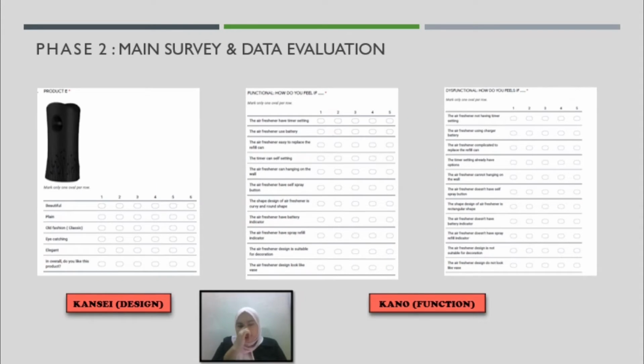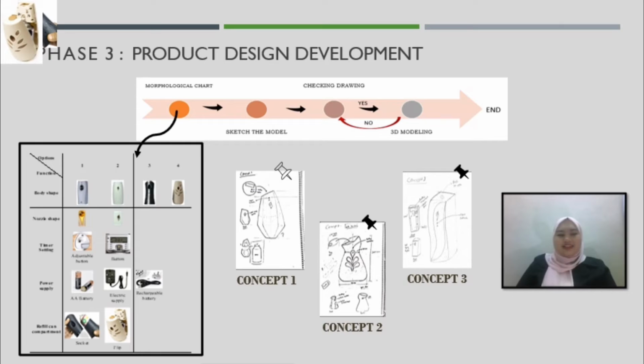This slide shows the phase 2 main survey and data evaluation. As you can see, the first picture shows an example of a KANSEI question, or KANSEI survey. We ask the respondents to rank the KANSEI words based on the product design. Then there are 2 examples of the Kano model questionnaire, where we ask about the functional and also the dysfunctional.